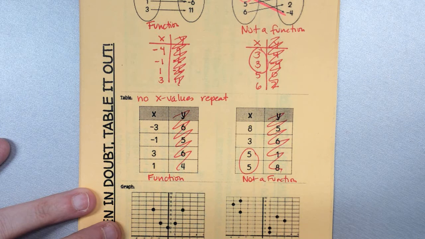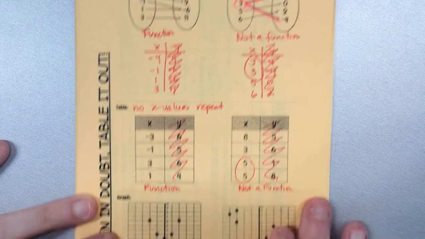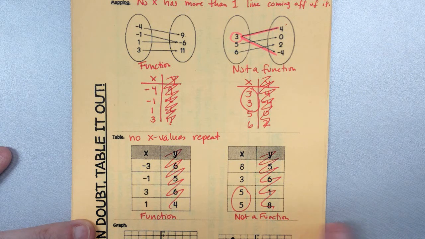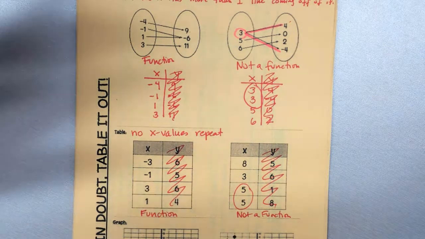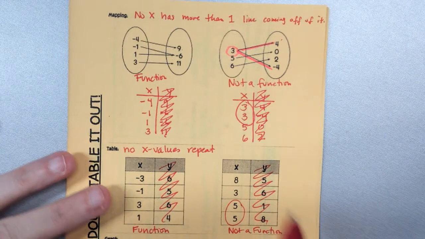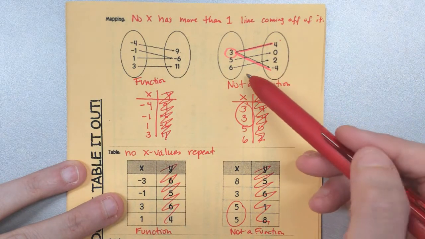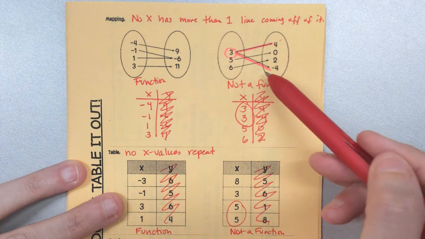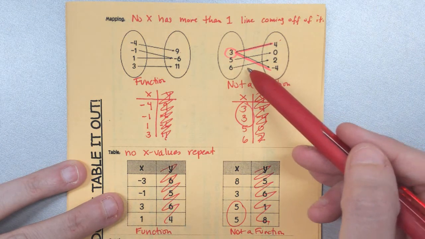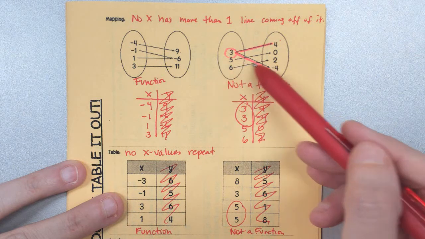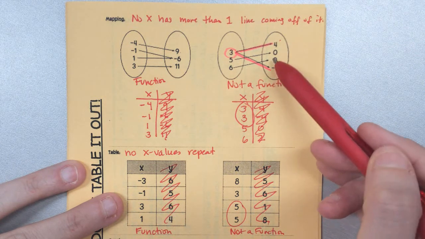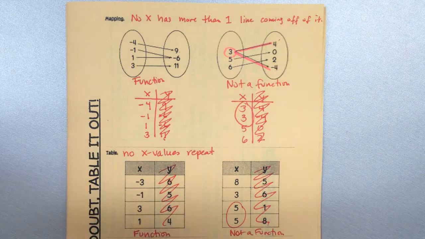Are we feeling okay about this? Yes, ma'am. So if there's more Y values than X values, it can't be a function, right? Not necessarily. Because theoretically, I could have had 5 go to 2, and then 6 go to 4.